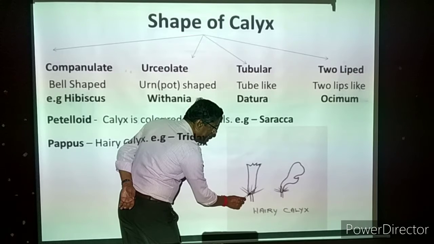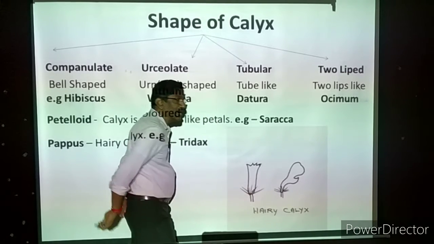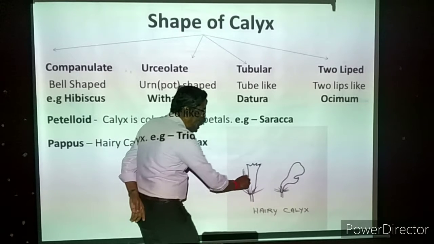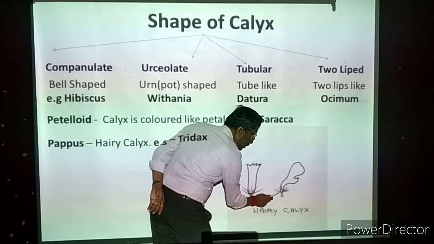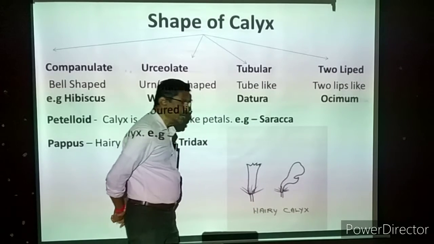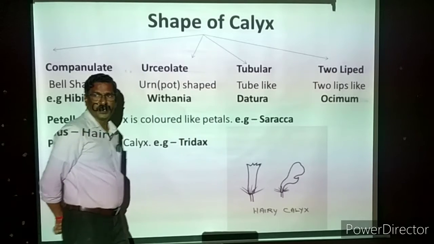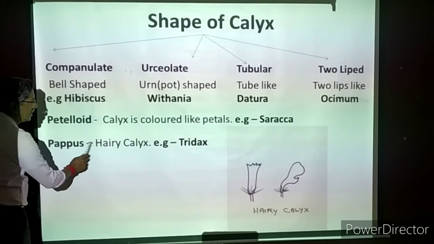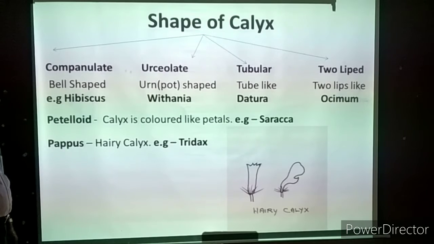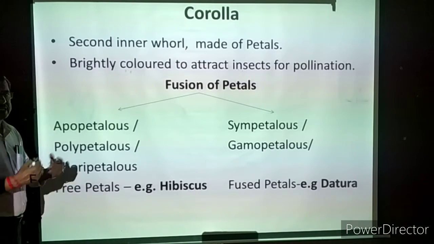Here the calyx is present, but the calyx is modified into an enormous number of hair-like structures. Similarly, in the ray floret also, at the bottom the calyx is there, but the sepals are completely modified into hair-like structures. Now, these two are called a hairy calyx. Hairy calyx, pappus. Example, Tridax.